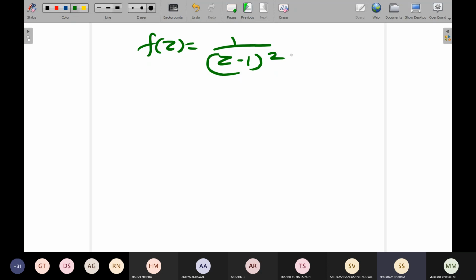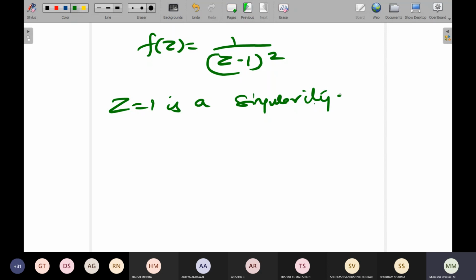Ma'am, here the singular point is 1. And is it an essential singularity? Check it out. What's the condition for essential singularity? It should be a singular point and it should not be a pole or a removable singularity. It should be isolated. It is an isolated singularity.